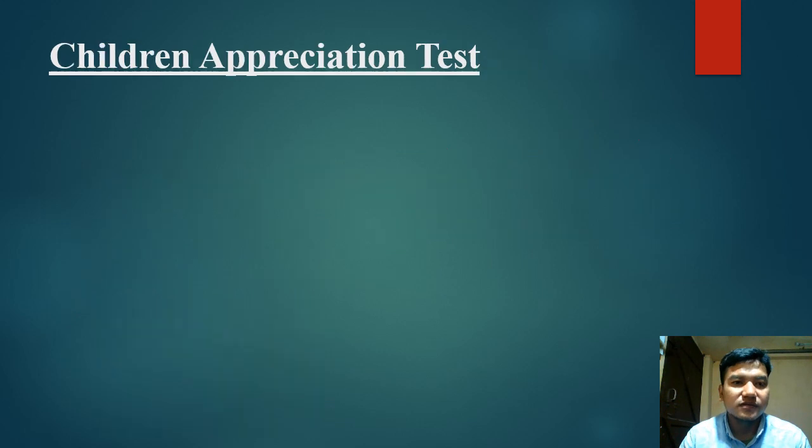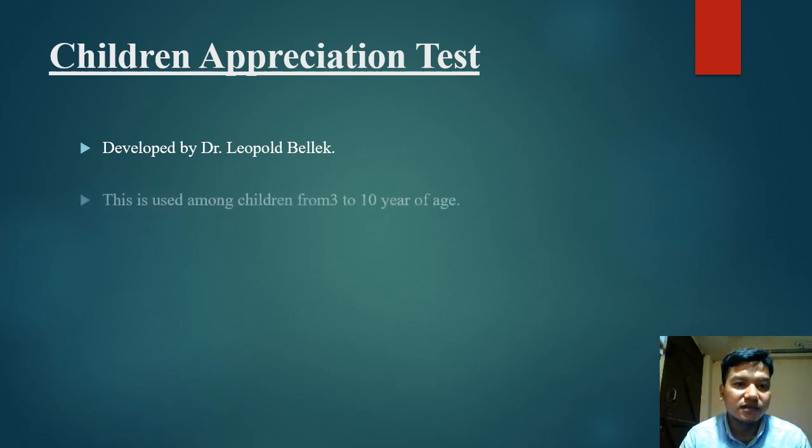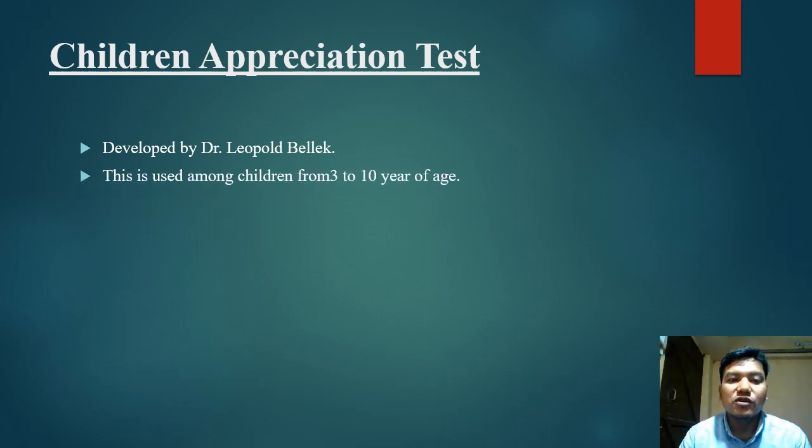The next is the Children's Apperception Test, developed by Dr. Leopold Bellak. This is used among children from 3 to 10 years of age. Again, I'm repeating, from 3 to 10 years of age. This is only for children, not for adults. Here, animal pictures are shown. Instead of human or other pictures, here mostly animal pictures are shown because children are more fond of pictures like watching cartoon and animation type.